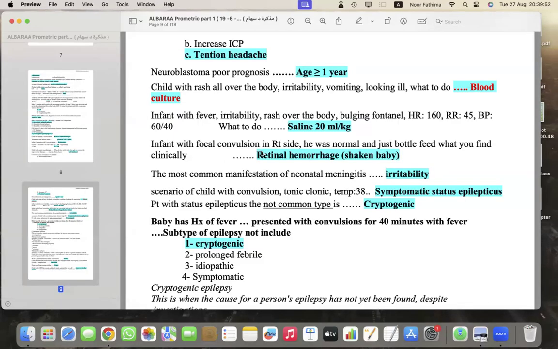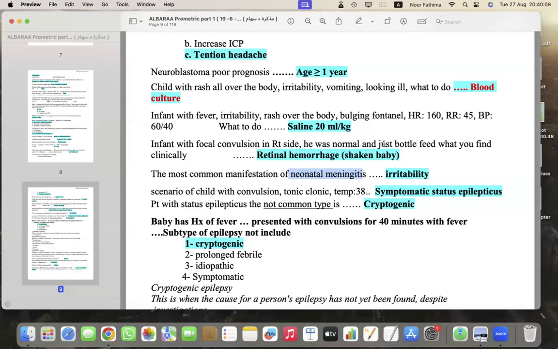Okay, infant with focal convulsion in right side. He was normal and just bottle fed. What do you find clinically? Retinal hemorrhage secondary. The most common manifestation of neonatal meningitis is irritability.